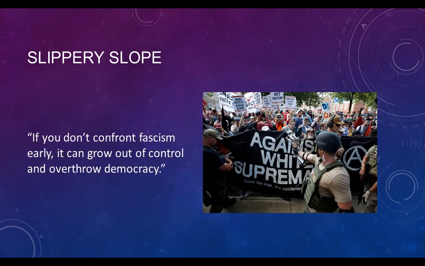Here's one that's been on my mind lately. If you don't confront fascism early, it can grow out of control and overthrow democracy. Is it a legitimate argument or is it a slippery slope fallacy? It's a legitimate argument. Okay, yeah. I'm worried that it is a legitimate argument.